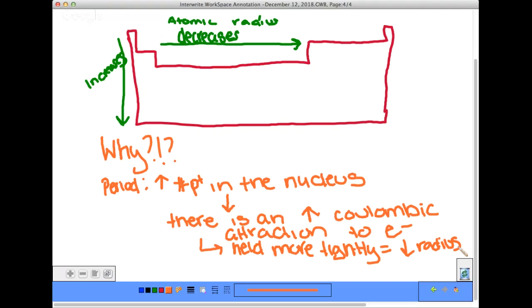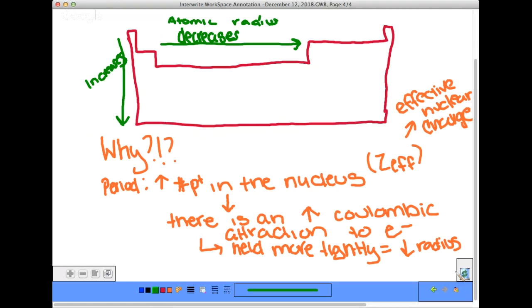So that's our period going from left to right. We did talk about this, and another way to explain this is the Z effective, which is also called the effective nuclear charge. So this is the proper name to describe why we see this trend.